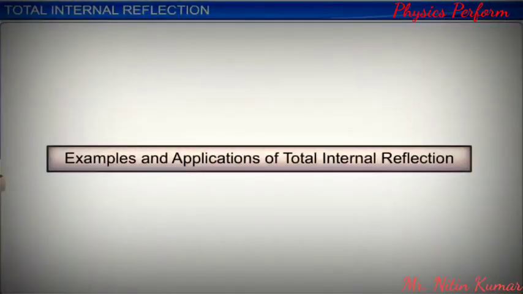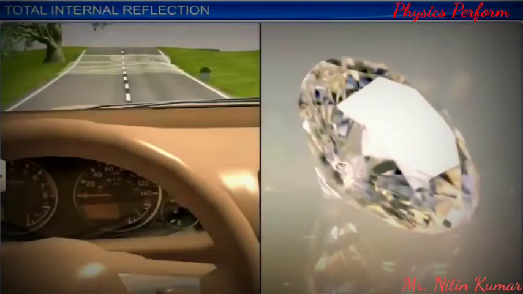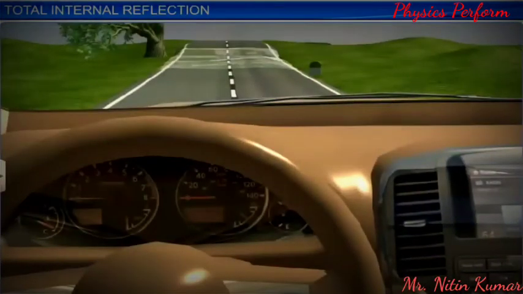Let us look at some examples and applications of total internal reflection. Formation of a mirage and the sparkling of a diamond are due to total internal reflection. The illusion of the presence of water on a hot summer day at a distance is known as a mirage. The images of the nearby objects give the impression that there is a pool of water, but this in reality is an optical illusion.